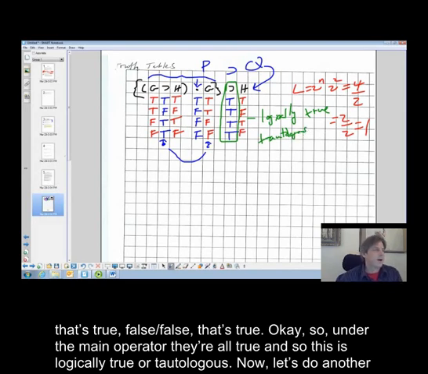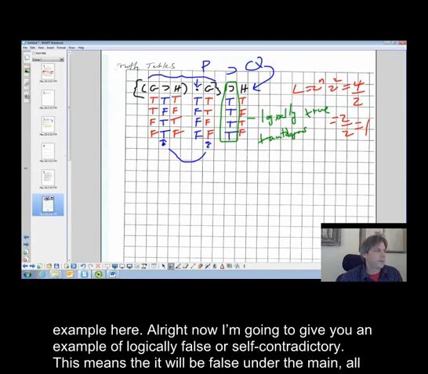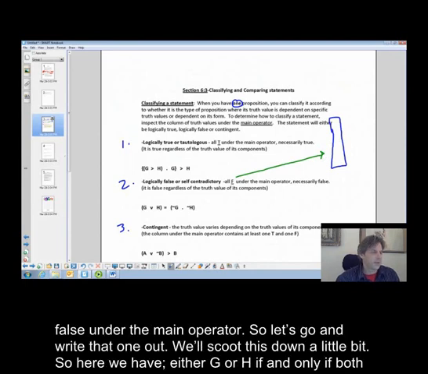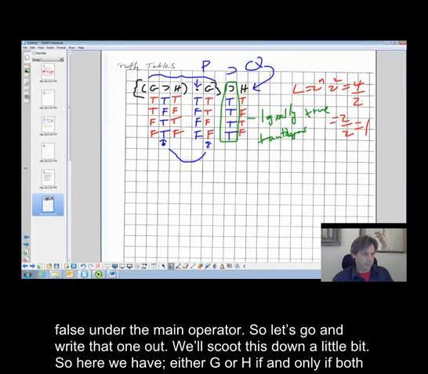Okay, now let's do another example here. Okay. All right, now I'm going to give you an example of logically false or self-contradictory. This means that it will be all false under the main operator. Okay? So let's go and write that one out.